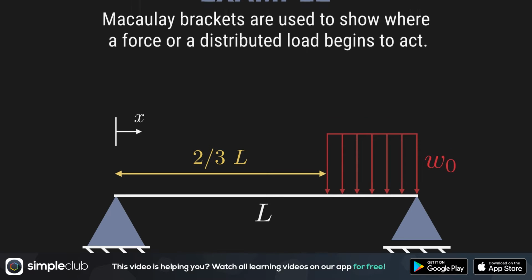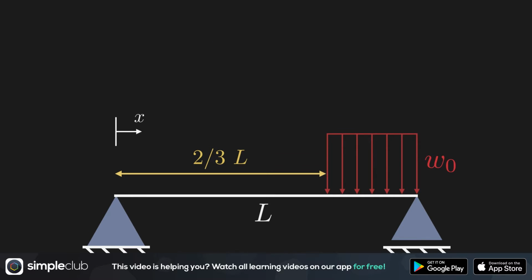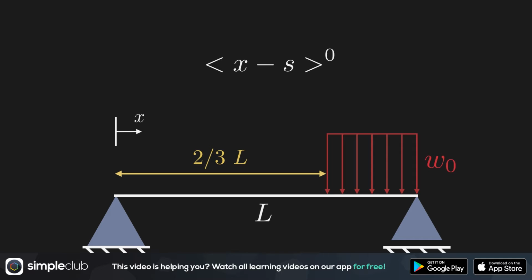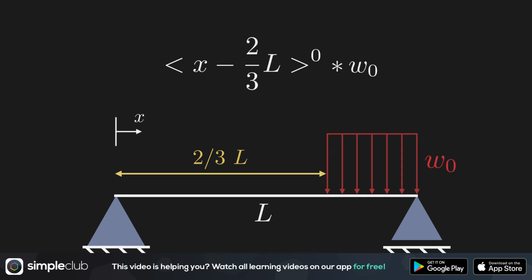Now we need to indicate that starting at 2/3 L, the value of the uniformly distributed load jumps to w0 and stays there. And before you get to 2/3 L, the value of the uniformly distributed load is just 0. Sweet. So all we have to do is turn on the uniformly distributed load starting at 2/3 L. This form of Macaulay brackets is perfect for this. For s, we just plug in the point where the uniformly distributed load starts, so 2/3 L. Now when we multiply this expression by w0, we're done.